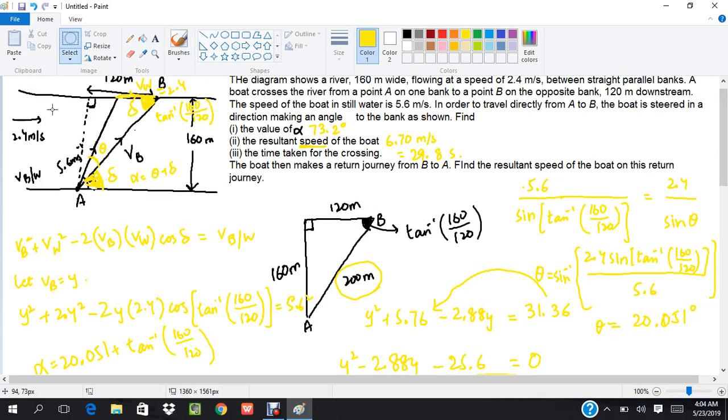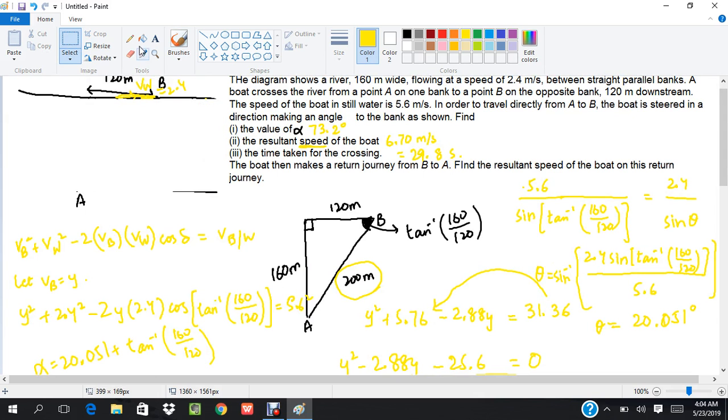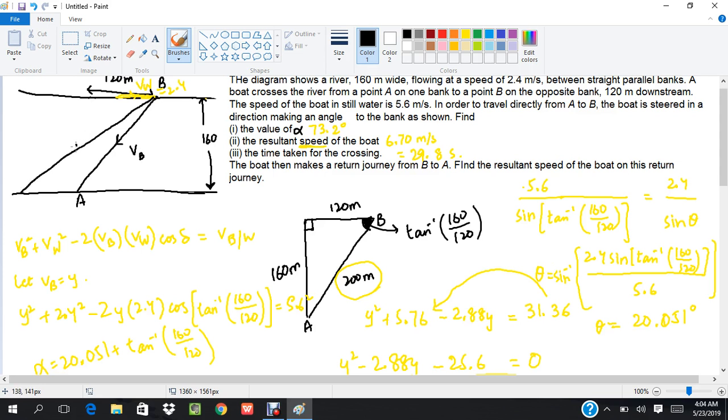I'll clear this diagram, the original diagram, and I'll do my working here only. Right. So this distance is 160 meters. This is my direction of the true speed. This is how my boat should set course. That is, this would be the direction of the relative velocity. And this is the velocity of water. Fine. So, is there any way I can find any of the angles?